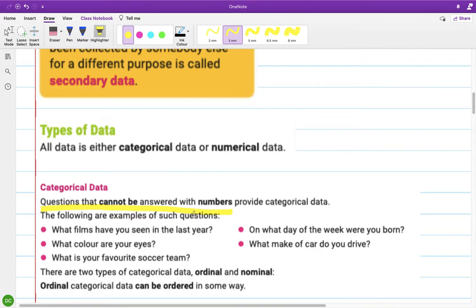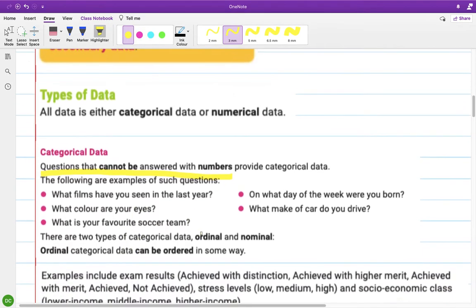So what films have you seen last year? The answer to that is the name of the film. They didn't ask you how many films you saw. That would make it numerical because your answer would be, oh, I saw 11 films or I saw 8 films. When they ask you what films you saw, you will be answering with the name of the film. And what colour are your eyes? Again, the answer to that is blue or green or brown. It's not a numerical answer. Your favourite soccer team, Manchester United, Chelsea, Liverpool, Manchester City. The answers are not numbers. Do you get the idea? Okay.